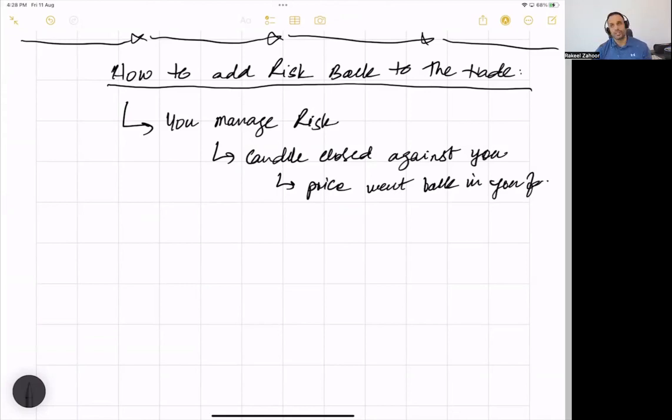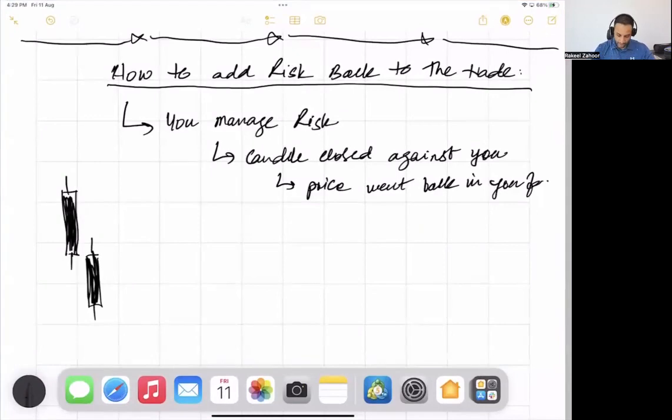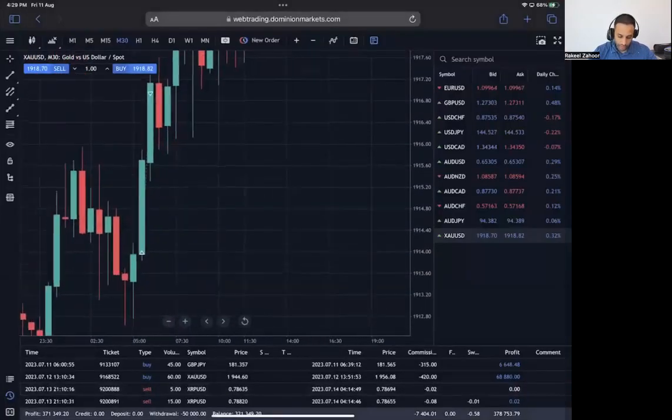So let's take a hypothetical example. A very easy example, like price making a low and then retesting the low, right? Let's say we have a candle that comes down. We have a bearish candle that comes down. We have another bearish candle that comes down. Oh, by the way, it's NY open. I want to take a look at what happened over here.